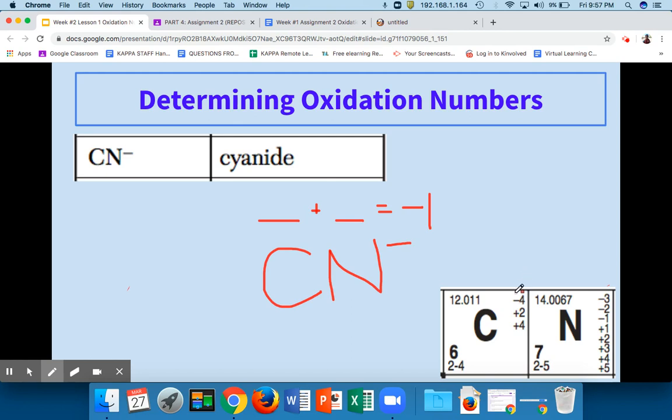Well, if I look, I see that carbon has a -4 as the first oxidation number. That means it's the oxidation state that it's most likely going to take. So if we try -4 here, then I know that I need a +3 for the nitrogen. And sure enough, there's a +3 oxidation state for nitrogen. Okay, let's try one more.